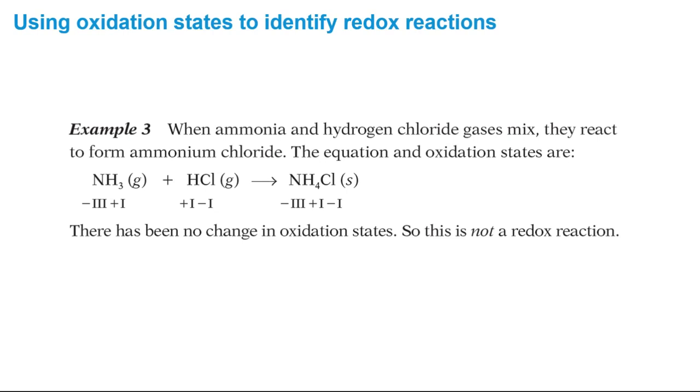In example 3, when ammonia and hydrogen chloride gases mix, they react to form ammonium chloride. Look at this equation here. There is no change in oxidation state. So this is not a redox reaction. The oxidation state of nitrogen in ammonia is -3. In the product also, oxidation state of nitrogen in ammonium chloride is -3. And hydrogen also, the oxidation state is the same in product and reactant. So this is not a redox reaction.